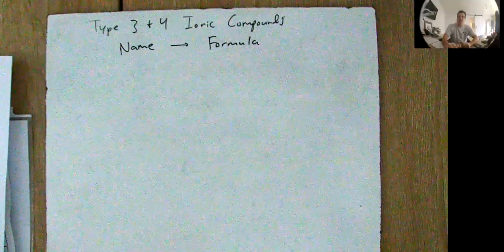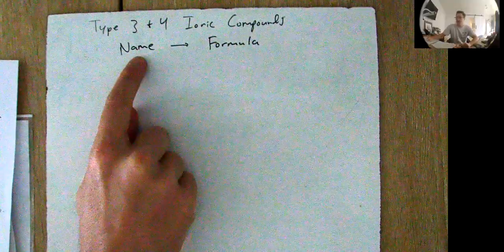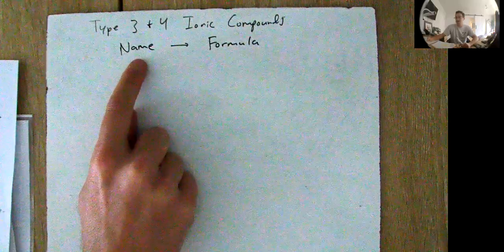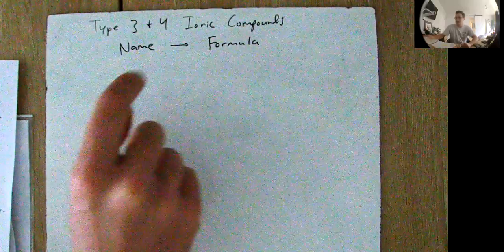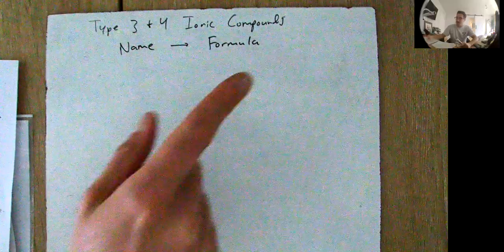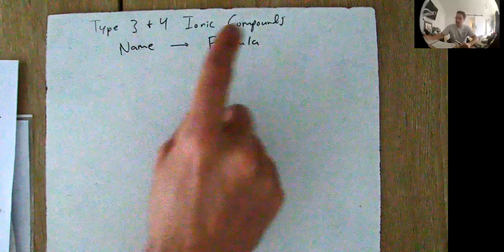Students, I think I just said that we were going to be doing formula to name, but no, today's lesson is going to be doing the name and figuring out the formula. So that's what we're learning, type 3 and 4 ionic compounds. I'm going to give you the name and you have to figure out the formula.